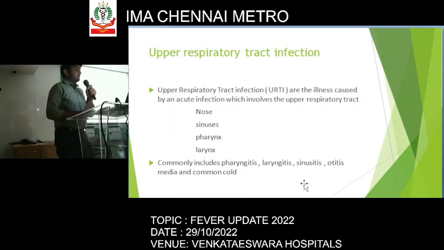Upper respiratory tract infection is an illness caused by an acute infection which involves the upper respiratory tract, like the nose, sinuses, pharynx, and larynx, and it ranges from pharyngitis, laryngitis, sinusitis, and otitis media to the common cold. This is the spectrum of respiratory tract infection.